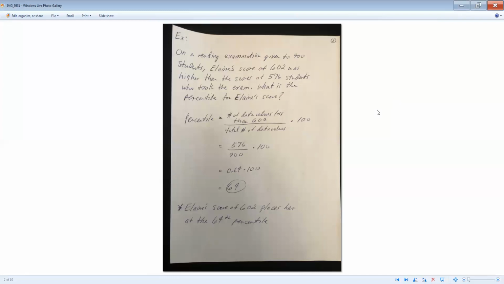So a quick example on that. On a reading examination given to 900 students, Elaine's score of 602 was higher than the scores of 576 students who took the exam. What is the percentile for Elaine's score? You take all the values that are less than the 602 that Elaine scored, so that was 576, and place it over the total number of data values, which was 900. Total number of examinations was 900. So 576 divided by 900 is 0.64. Times that by 100, and that's 64. So that means Elaine's score of 602 places her at the 64th percentile.